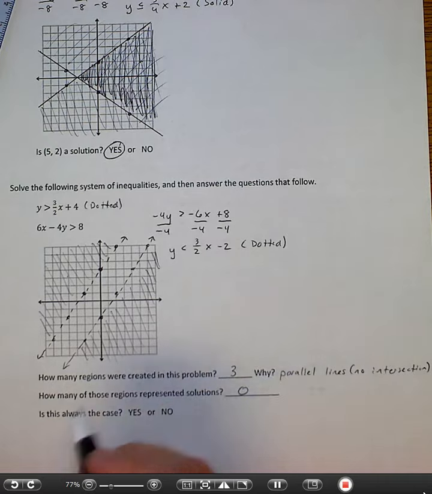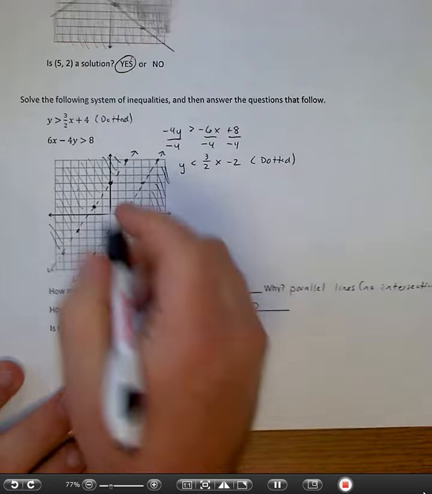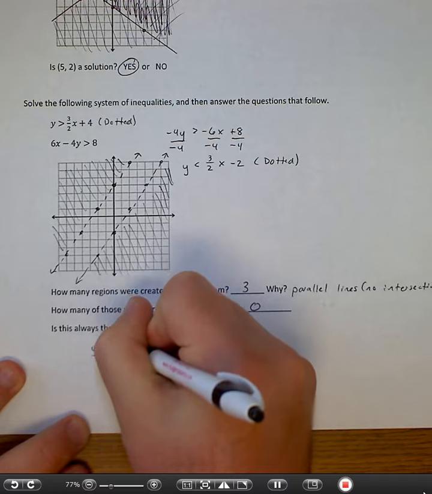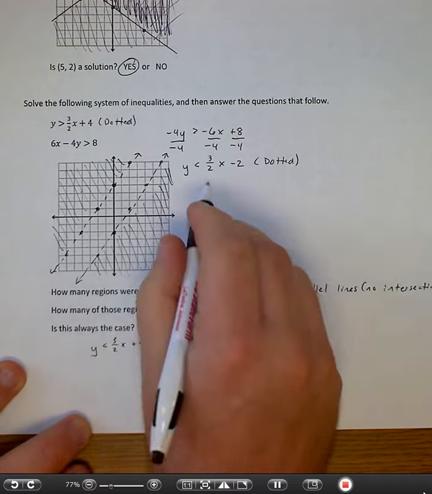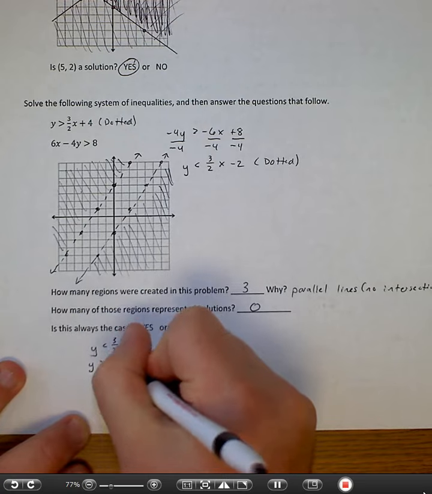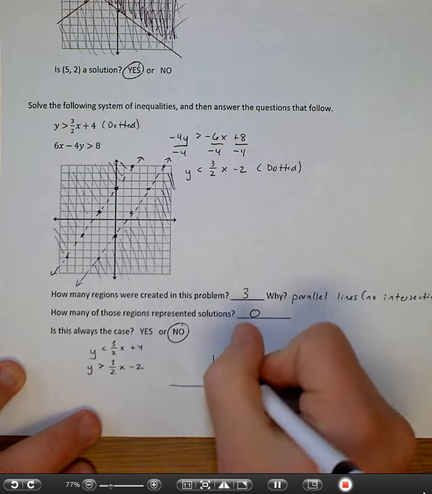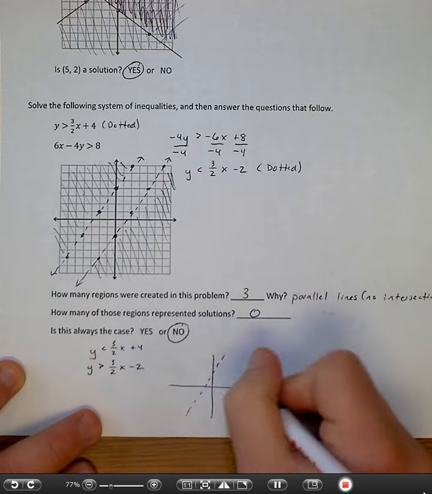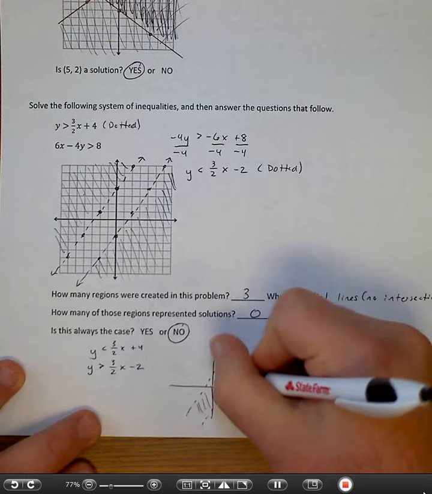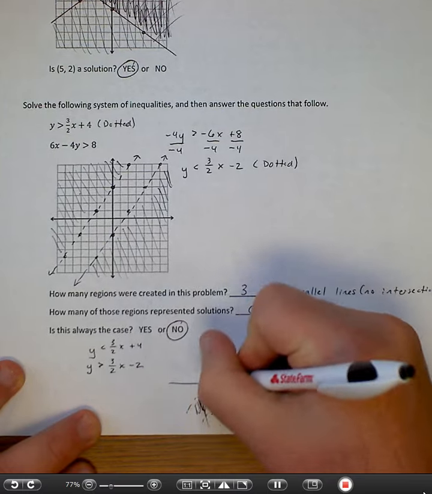Now, is this always the case? No. Let me give you an example. I'm just going to flip both of these signs. So y is less than 3 over 2x plus 4. And I'm just going to go to the simplified version over here. So I'm going to switch that sign too. Y is greater than 3 over 2x minus 2. So basically what would happen here is we would have first line, second line, but this one would shade south, and this one would shade north, and the middle would represent solutions to both.